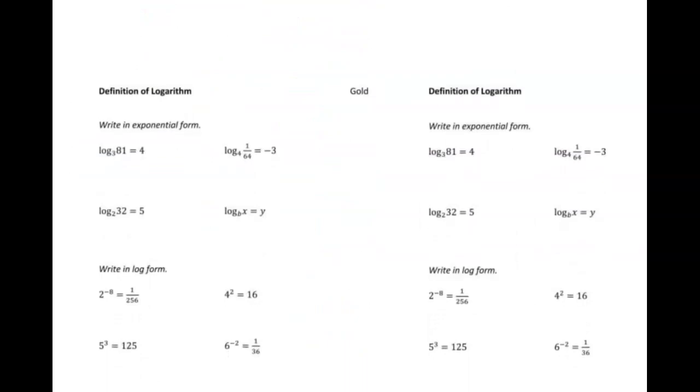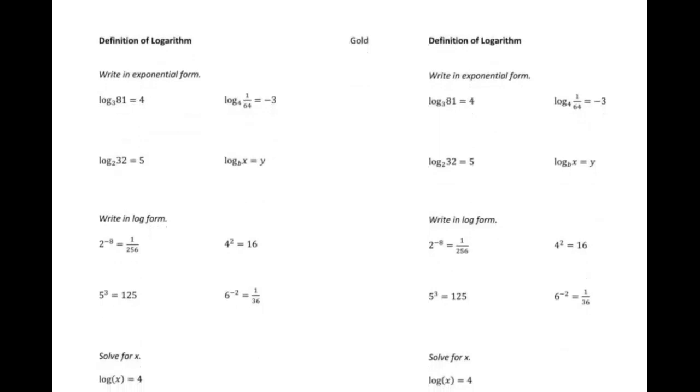All right, gold. Exponential form. So let's see. Let's do these two, just because. So basically our base is always right here. Exponent is here. So to rewrite it, it's 4 to the negative third equals 1 over 64.